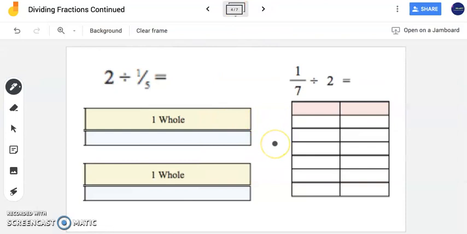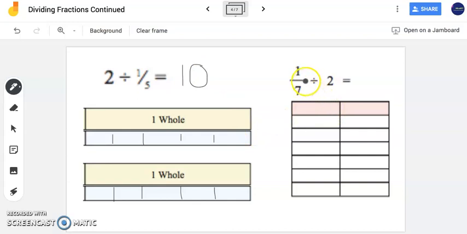Now for these 2 figures, I put them on the same page because I wanted to show you the difference between the 2 types of problems you will be given in 5th grade. Now notice we have 2 divided by 1/5. Again, I started with 2 wholes and I'm determining how many 1/5 are in each of these wholes. So I'm going to break this now into 5 equal pieces, and I'm going to do the same for this whole as well. Now I'm going to count how many 1/5 I see in each of these wholes. 1, 2, 3, 4, 5, 6, 7, 8, 9, 10, giving me an answer of 10.